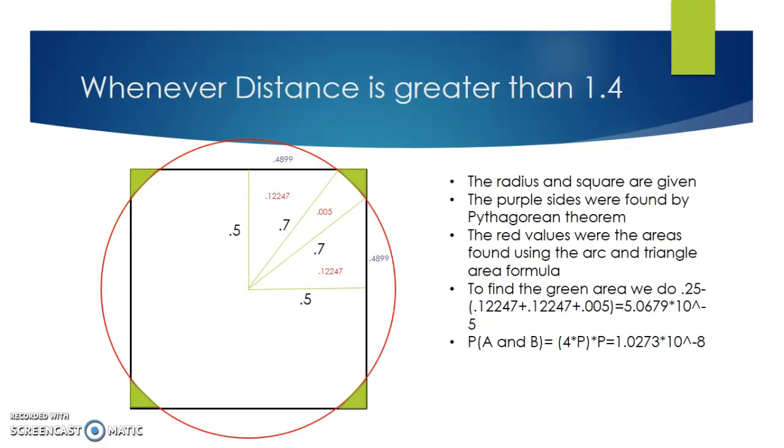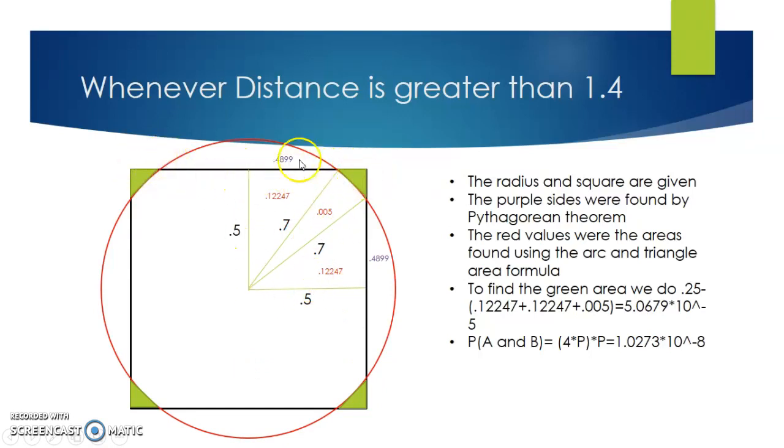We need to solve it geometrically. We know that the distance between each one of the points is 1.4. So that's a circle with a diameter of 1.4, and then the radius is 0.7. That's how we got this value. And then we know that this is 0.5 since this is a unit square and this is half the distance.